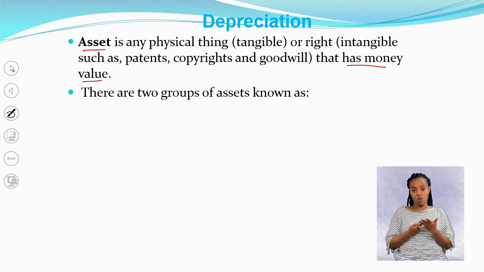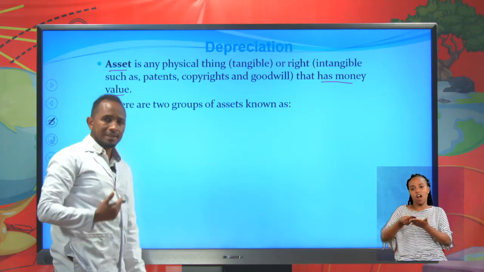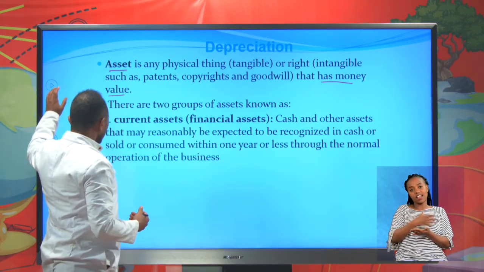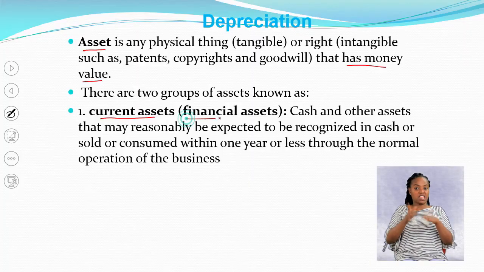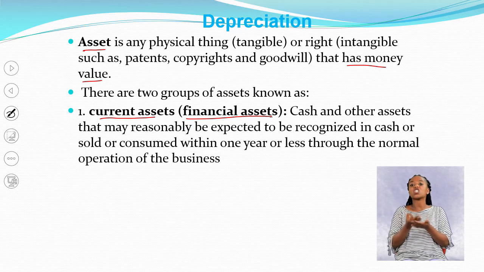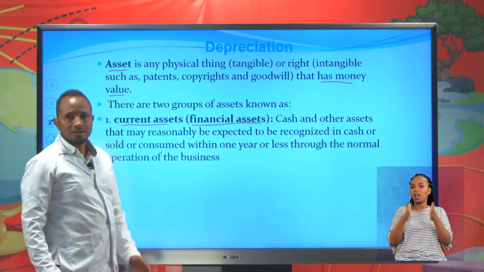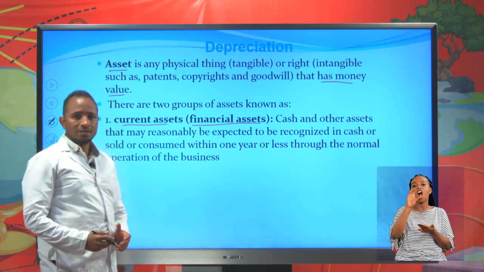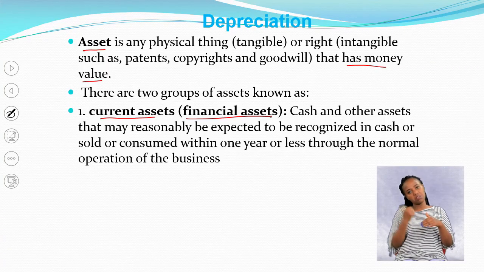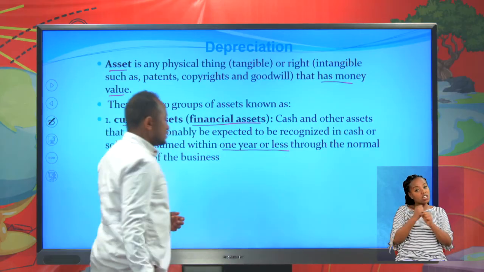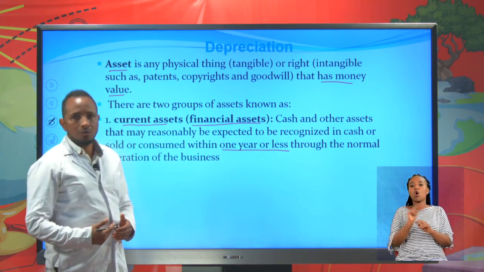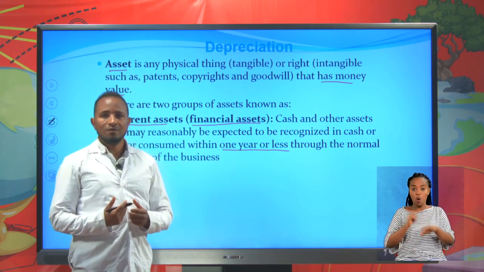So we have two groups of asset: plant asset and current asset. So first, let's see current asset. Current asset or financial asset. This current asset or financial asset is cash and other assets that may reasonably be expected to be realized in cash or sold or consumed within 1 year or less through the normal operation of the business. We call it current asset or financial asset.